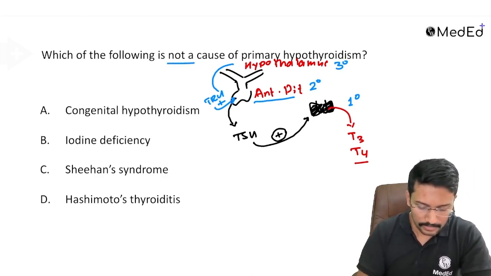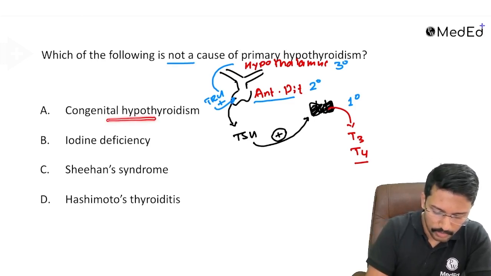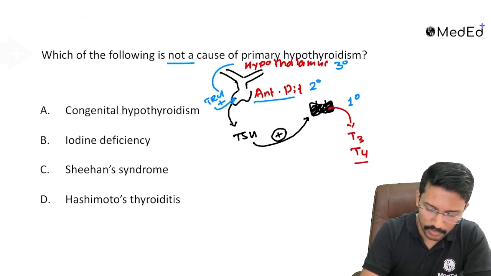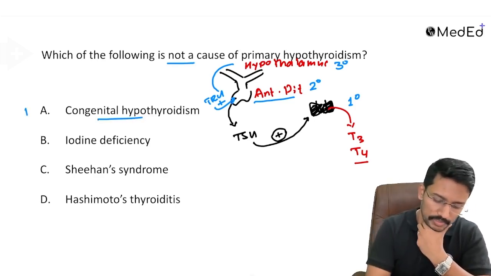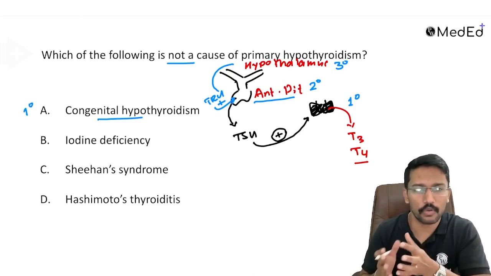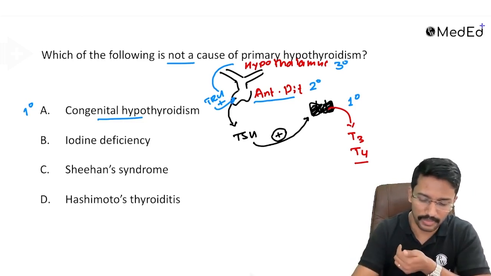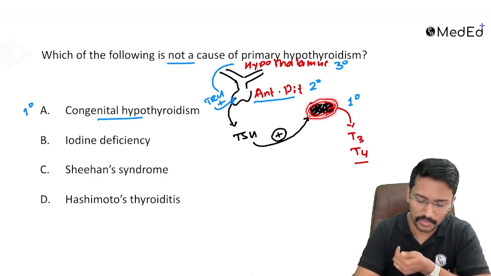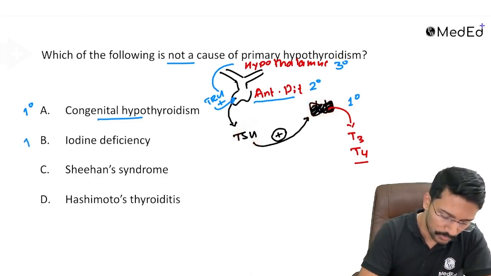Okay. Congenital hypothyroidism, iodine deficiency. In congenital hypothyroidism, there are issues with the thyroid gland development, and that is why the thyroid gland is not able to produce. So the problem is in the thyroid gland. So it is primary. Okay. Iodine deficiency: iodine is required for the synthesis of thyroid hormone. With iodine deficiency, thyroid hormone synthesis is not happening in the thyroid gland, irrespective of how much TSH is coming from the pituitary gland. So that is also primary.